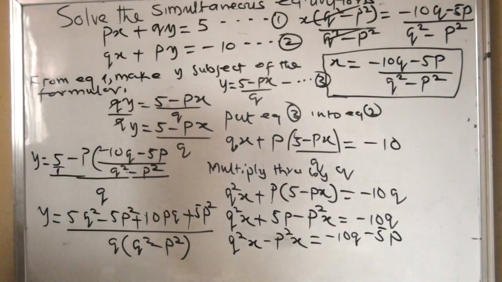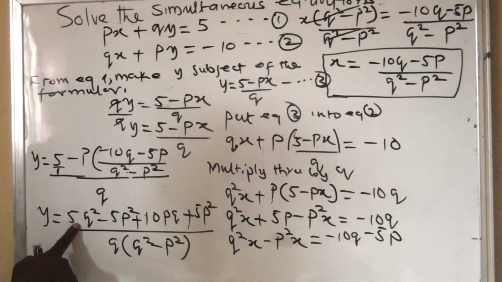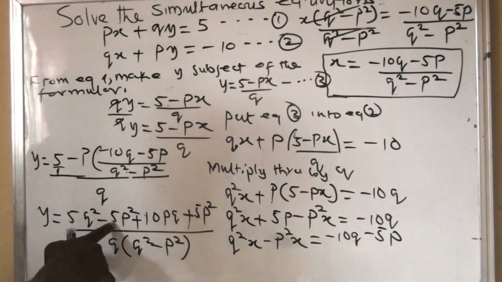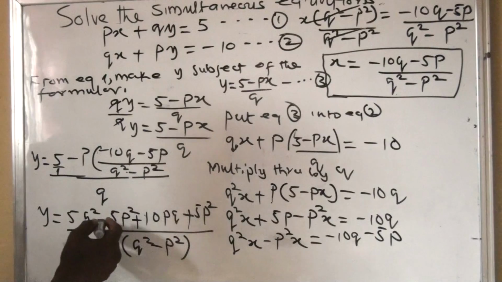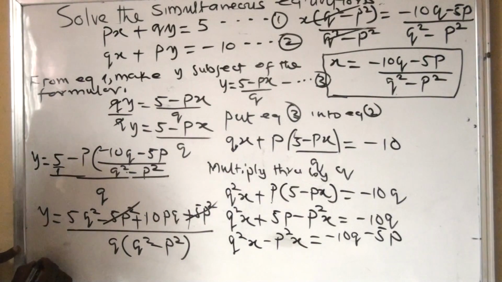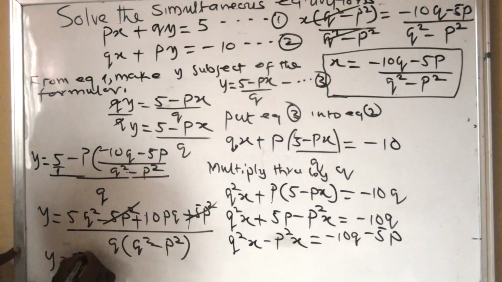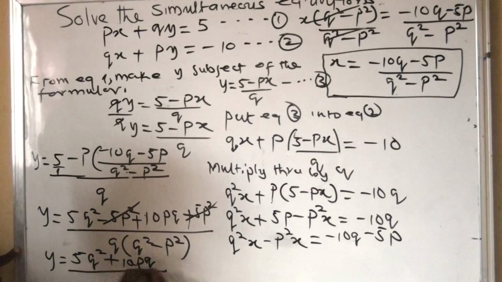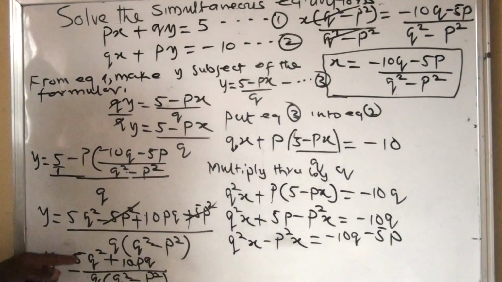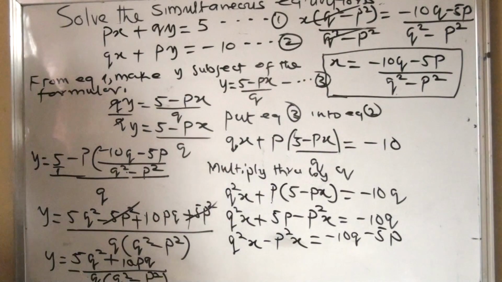Okay, so if we simplify further, we have 5q squared plus 5p squared minus 5p squared, that will cancel off, and we will be left here with y equal to 5q squared plus 10pq all over q open bracket q squared minus p squared. So this is the value of y. The value of y is 5q squared plus 10pq all over the division line, then q open bracket q squared minus p squared.